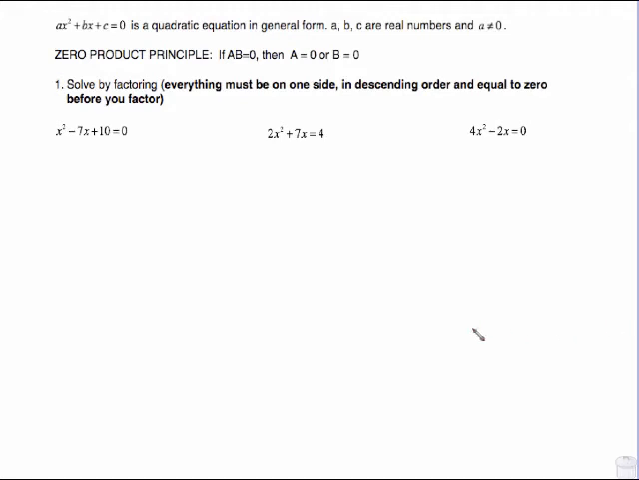This is MAC 1105, section 1.5. And this section is all about solving quadratic equations.